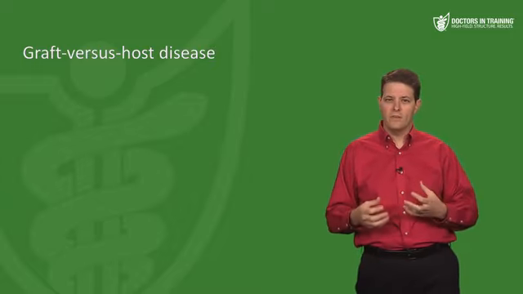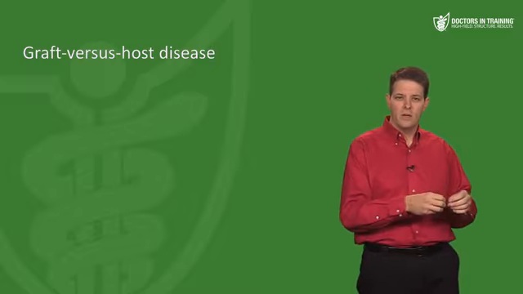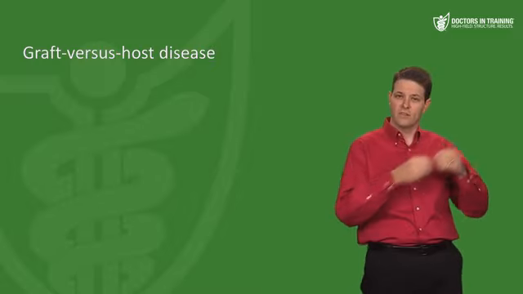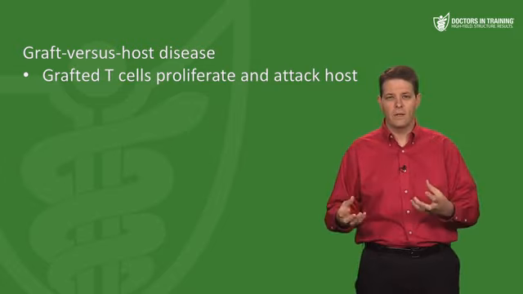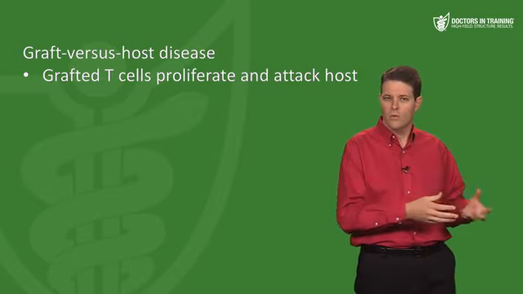Well, graft versus host disease occurs when that new transplanted immune system attacks the host as if it recognizes the host as non-self. So it's graft versus host. So the grafted T cells from this new bone marrow proliferate and start attacking the host as foreign.